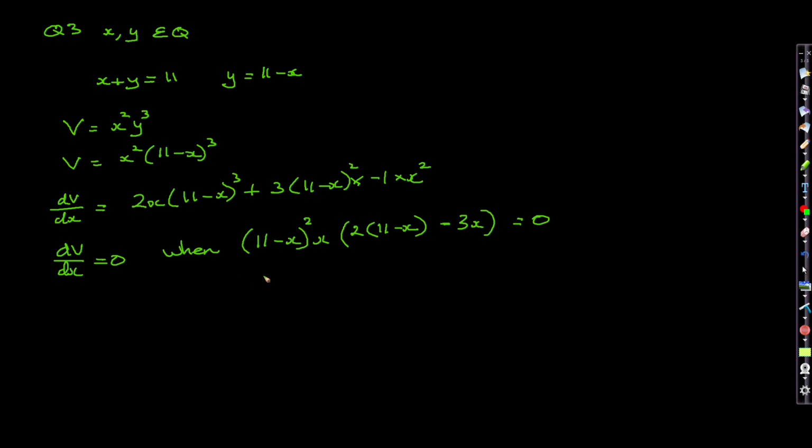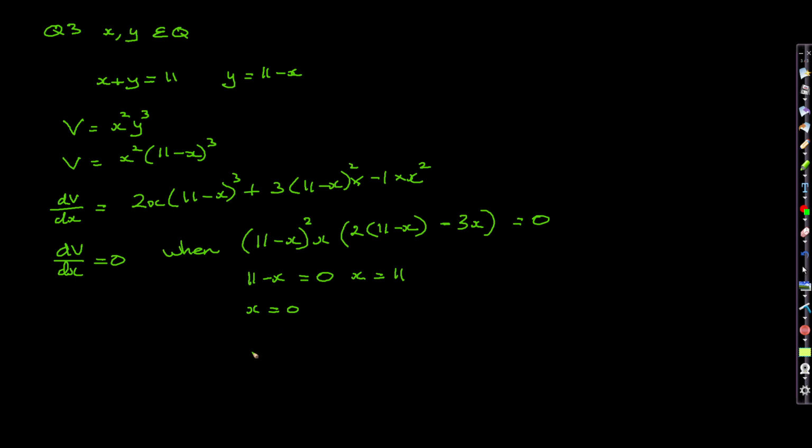Well, there are some possible answers here. We'd have 11 minus x equal to 0, which gives x equals 11. We could also have x equal to 0 straight off. Now, if x is equal to 11, then y would be 0, and if x is equal to 0, then y is 11. If you substitute them in, you get a total value of 0 each time. So I don't think those two are going to be valid answers.